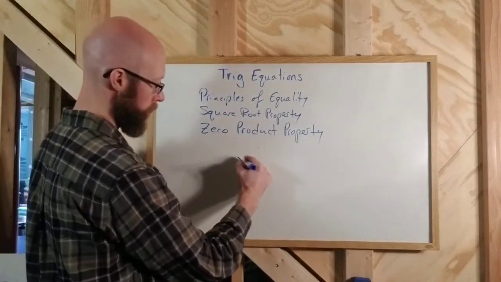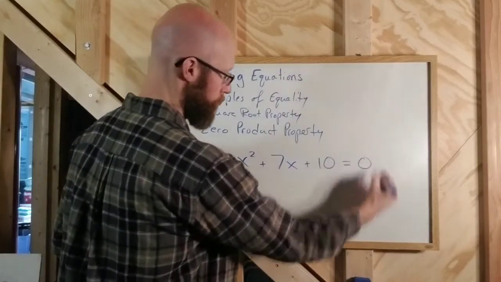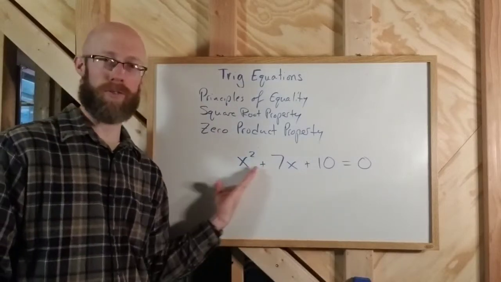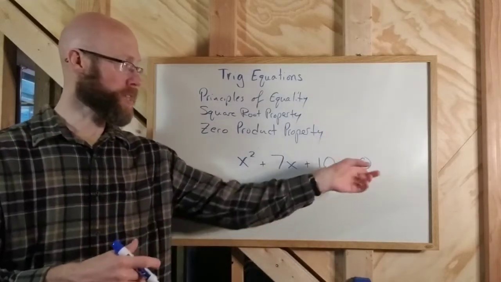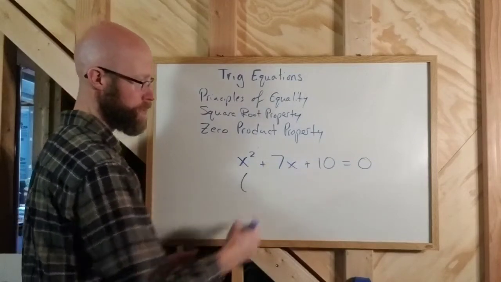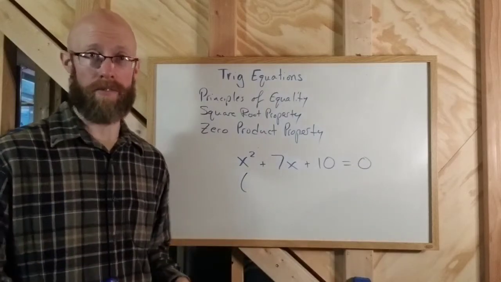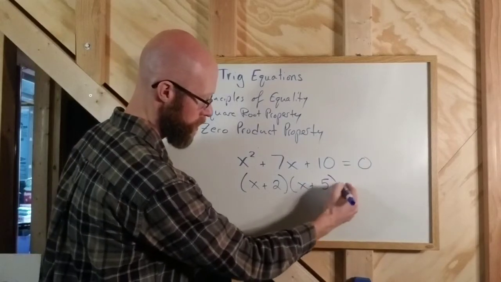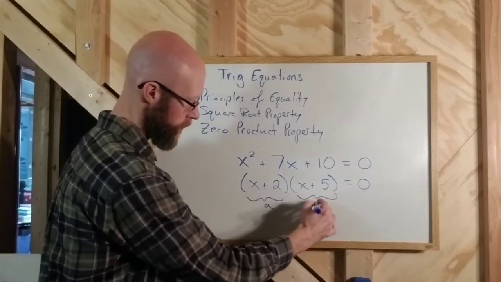When you have something like x squared plus 7x plus 10 equals 0, you would use the zero product property by factoring the polynomial into factors A and B, and then setting each one equal to 0, right? So x squared plus 7x plus 10. To factor this, you find factors of 10 that add up to 7, which are 2 and 5. So you'd have x plus 2 and x plus 5 equals 0, this is kind of like the A and this is kind of like the B, right?